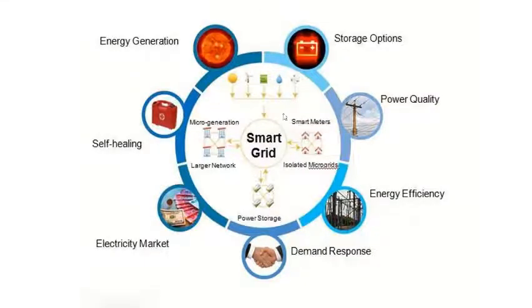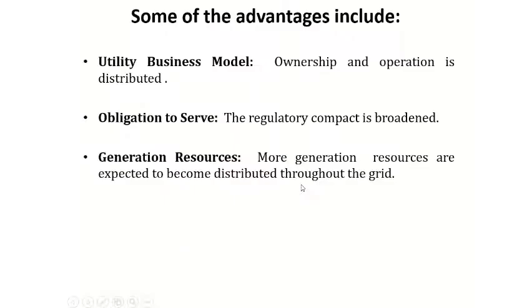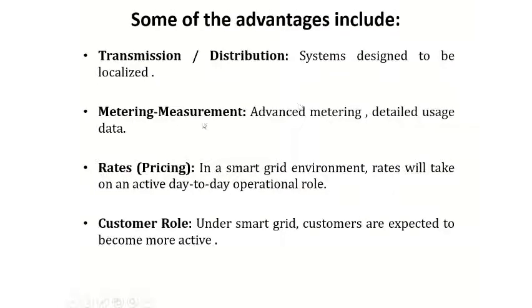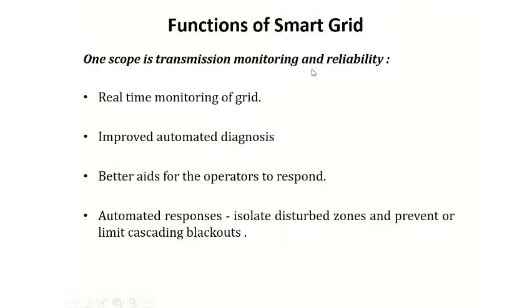What are the benefits of the smart grid on the whole, or we can summarize, is that it has storage options, good power quality, an energy efficiency system, demand response, electricity market, self-healing, and then energy generation. So these are basic properties which we have in the smart grid. There are other advantages. Again, we have discussed these advantages on the previous slide, the rating and the customer roles and some advantages. The last section is the function of a smart grid.